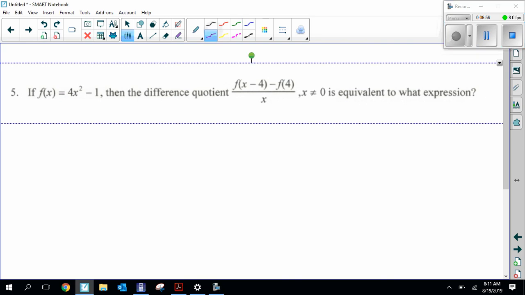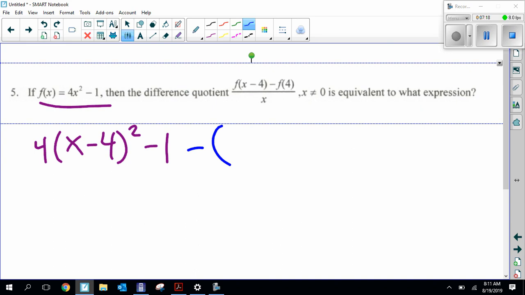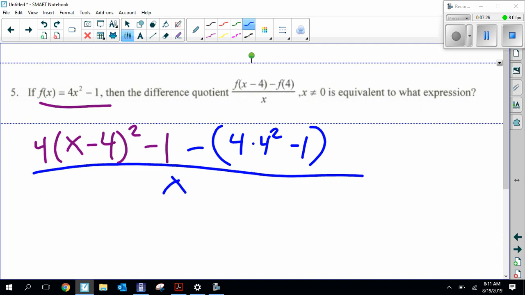For the difference quotient, you just do what it says. When it says f of x minus 4, that means you're plugging x minus 4 into the equation. So that's 4 times x minus 4 squared minus 1. And then we do the minus f of 4, so minus, plug in 4. That's 4 times 4 squared minus 1, all over x. Now it's just a whole bunch of algebra, including multiplying out x minus 4 squared.